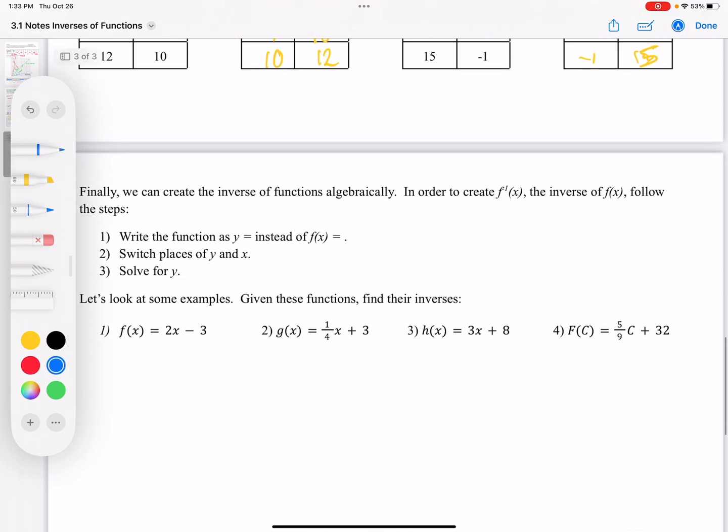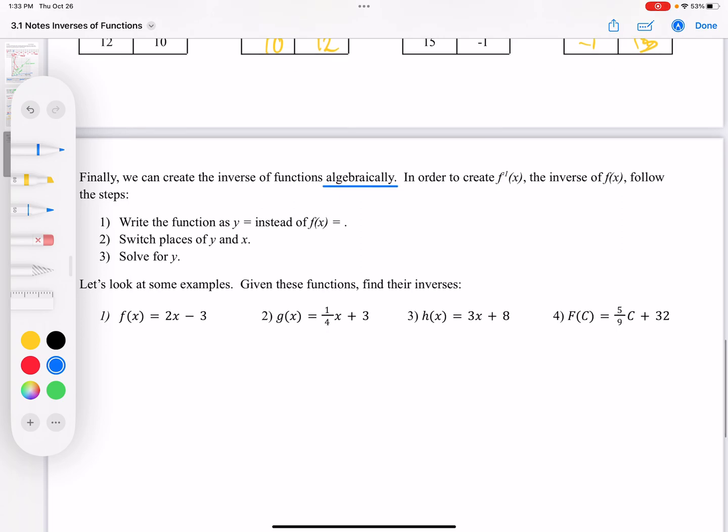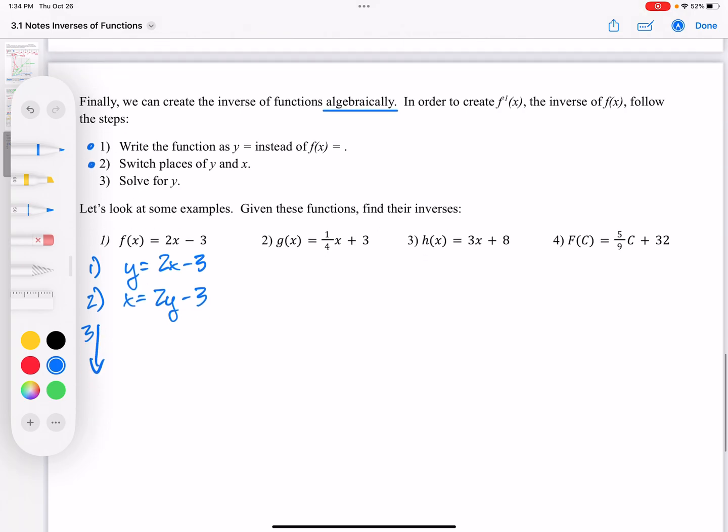Last of all today, we're going to talk about solving for these functions, getting the inverse algebraically. Three steps. Step 1, write it as y equals instead of f of x equals. If it's already y equals, then you're golden there. Step 2 is switch x and y. That's the basic of what it means to be an inverse. And then step 3 is all the rest, where we solve for y.